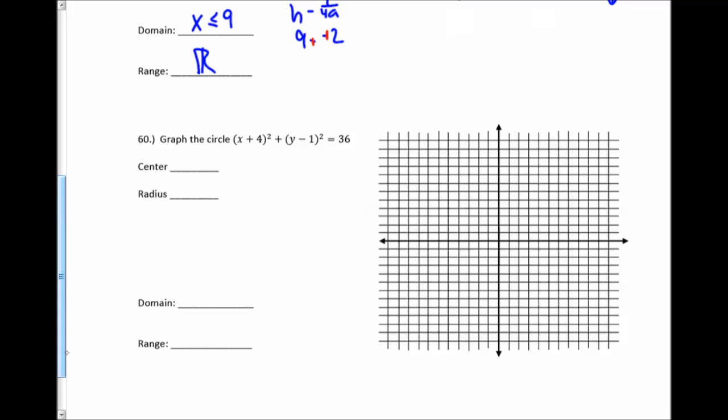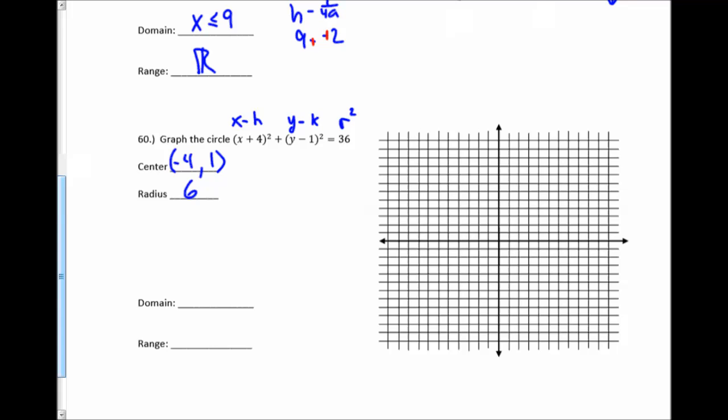If I look at the next one, I want to graph the circle. I'm going to identify the center. Remember, it's x minus h, so we have to do the opposite of that. That's a negative 4. And it's y minus k, so y minus a positive 1. And then the radius, right here, this is r squared, which means that r value is just a 6.